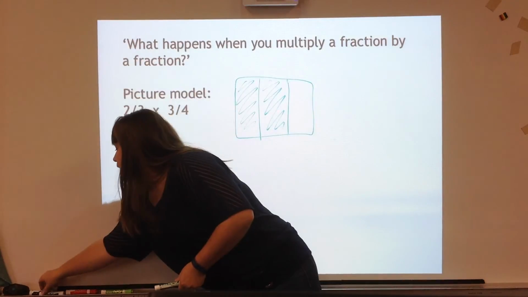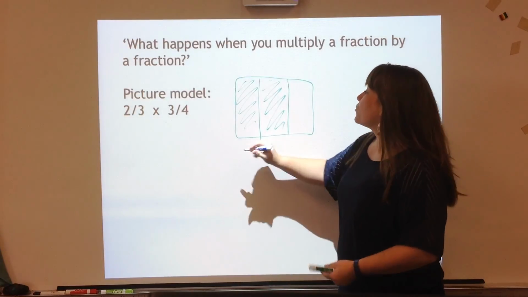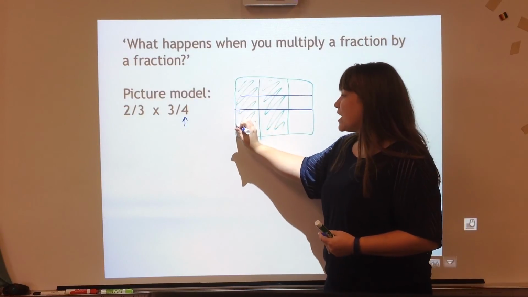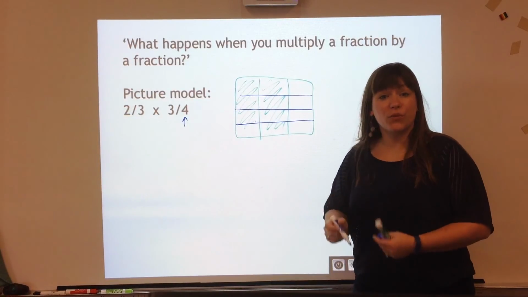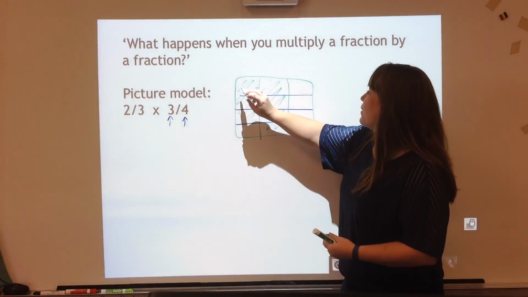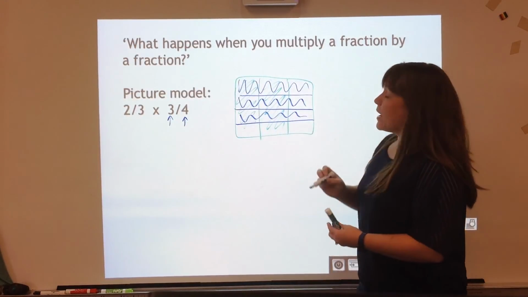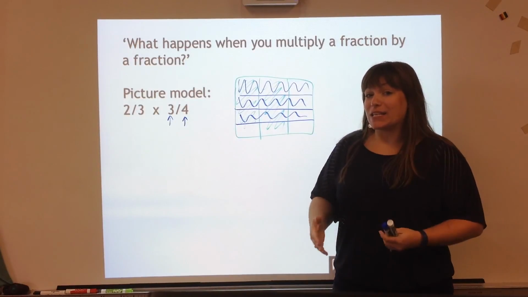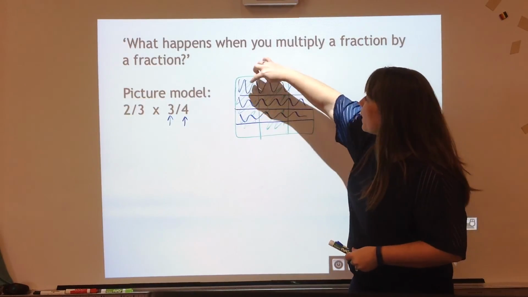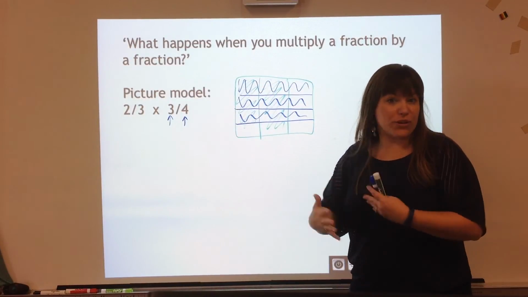So now I'm going to switch my colors, and now I'm going to draw horizontal rows to represent fourths. So I'm going to split my same whole up into fourths. And since the numerator is a 3, I'm going to shade in 3 of the rows. And to get my answer of what is 2/3 times 3/4, I have to look over that. So I have these 6 boxes that are both green and blue.